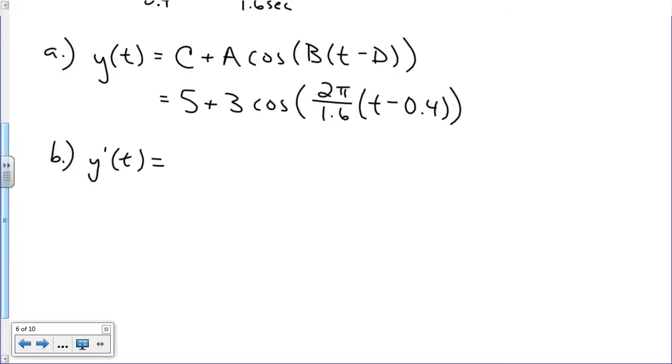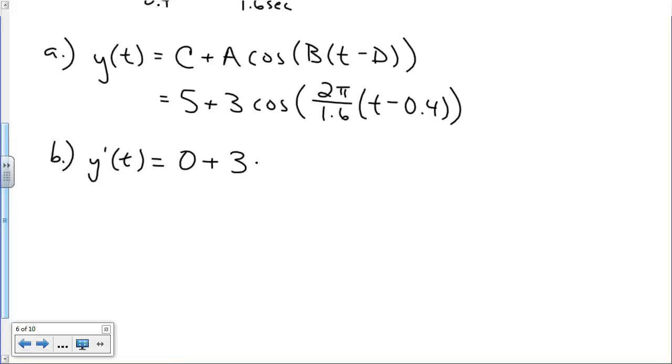Y prime of t. So the function that we're looking at here is actually a sum of two functions. It's 5 plus 3 times that cosine. So we have, first of all, the derivative of a sum to deal with. So derivative of the first function, derivative of 5 is 0, plus derivative of the second function. Now the second function is 3 times cosine. That's actually a product, or excuse me, it's actually a constant times a function. It is technically a product of those two, but it's a constant times my function. So my rule is the constant stays out front times the derivative of my function.